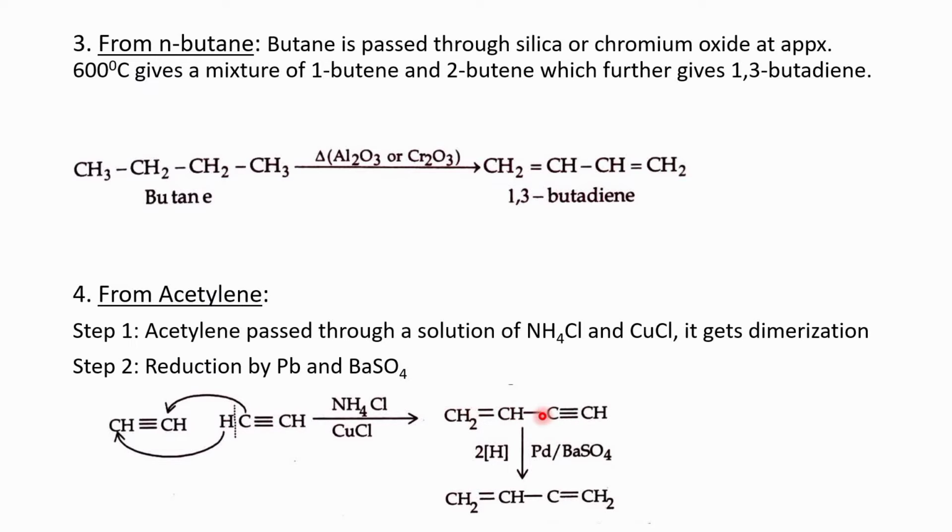So this forms a dimer compound, and when we reduce this compound with palladium catalyst and barium sulfate catalyst, after this reduction, this triple bond is converted into a double bond. So it forms a compound like this. Okay, so this is the compound we get.